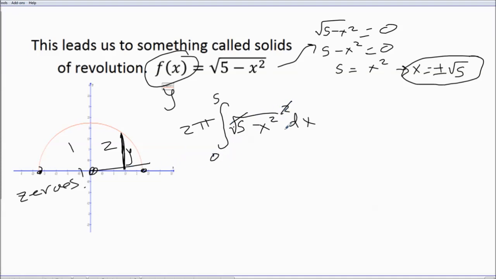We got a square and a square root later. Gosh, that's nice how that works out. And then let's integrate. So I get 2 pi on the outside. What on the inside? 5 turns to 5x. Minus x squared becomes minus x cubed over 3. And we have 0 and root 5. Fundamental theorem, here we come. So I have 2 pi.